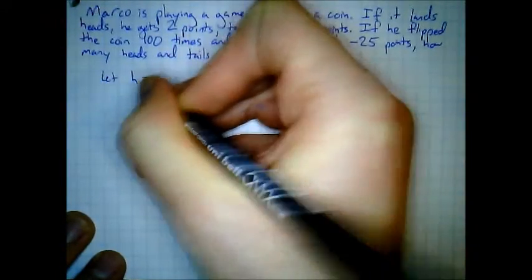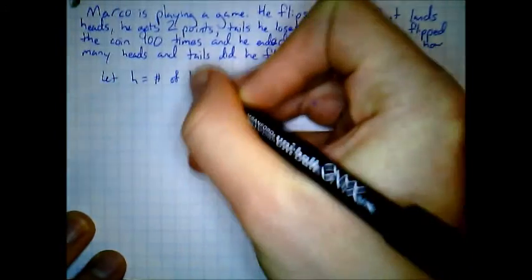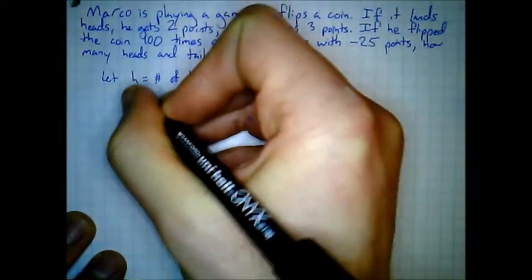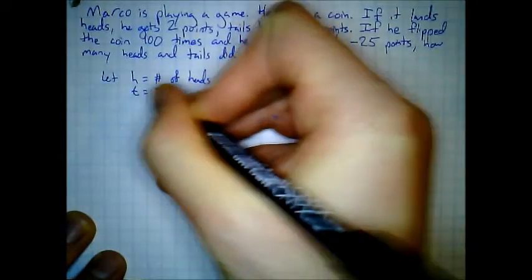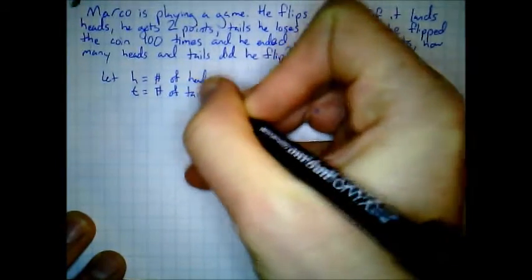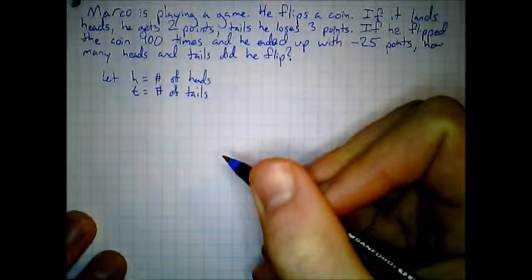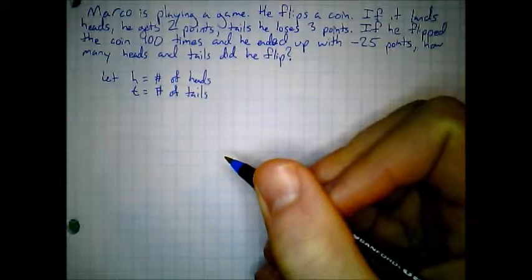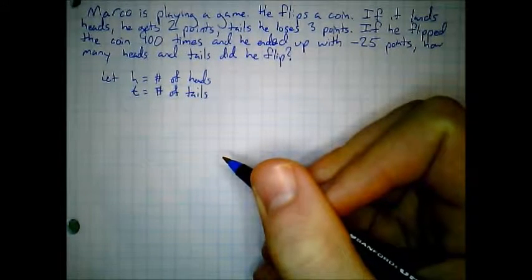So we're going to say let h equal the number of heads and t equal the number of tails. Those are the two parts in this problem. Those are the two things we don't know in this problem.